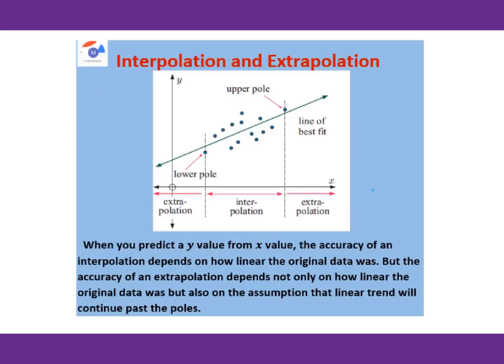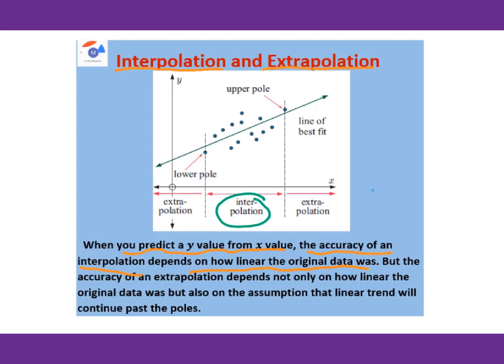When you use the best fit regression line to predict an event, we have interpolation and extrapolation. When you predict a value from an x value, the accuracy of interpolation depends on how linear the original data was. From this diagram, interpolation means when you predict a value from x, this x is between the minimum and maximum data.